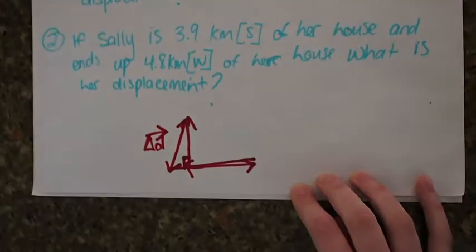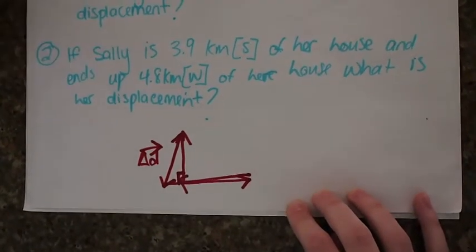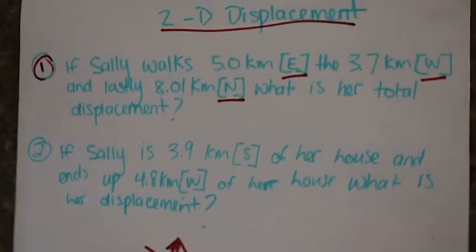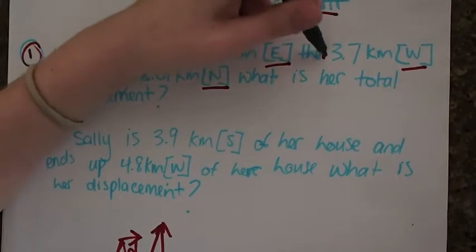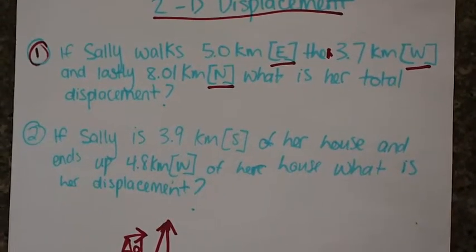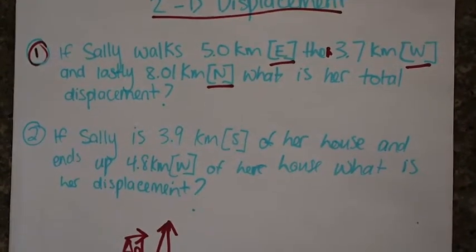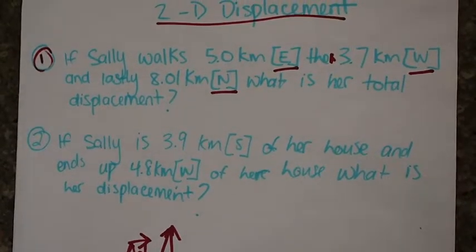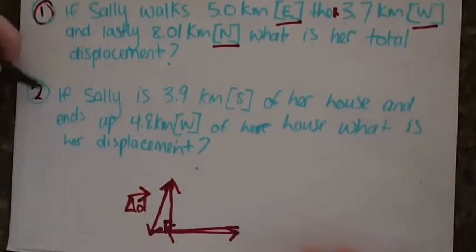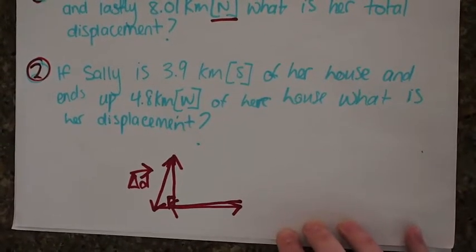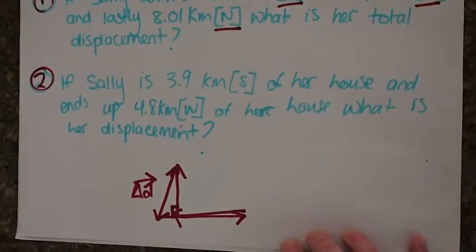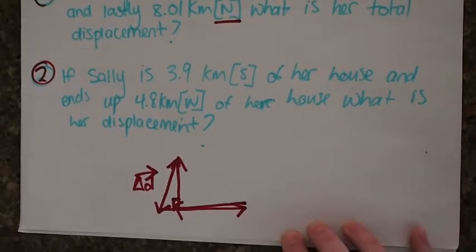So today we have 2 sample problems that we will solve. Number 1, if Sally walks 5 kilometers east, then 3.7 kilometers west, and lastly 8.01 kilometers north, what is her total displacement? And 2, if Sally is 3.9 kilometers south of her house and ends up 4.8 kilometers west of her house, what is her displacement?